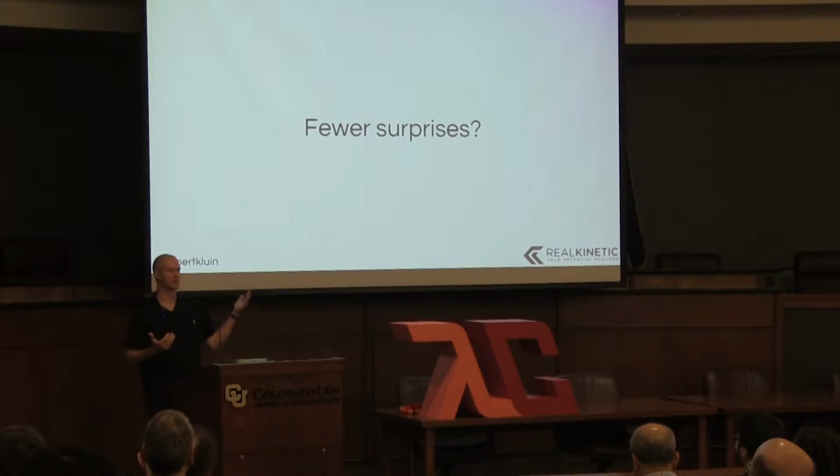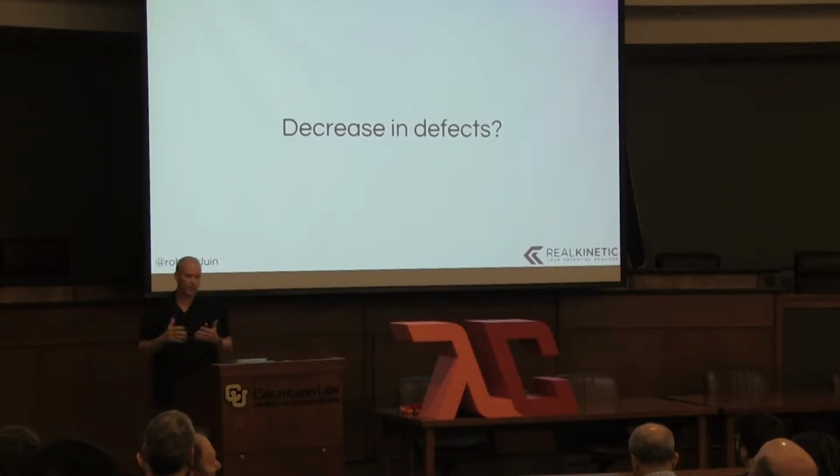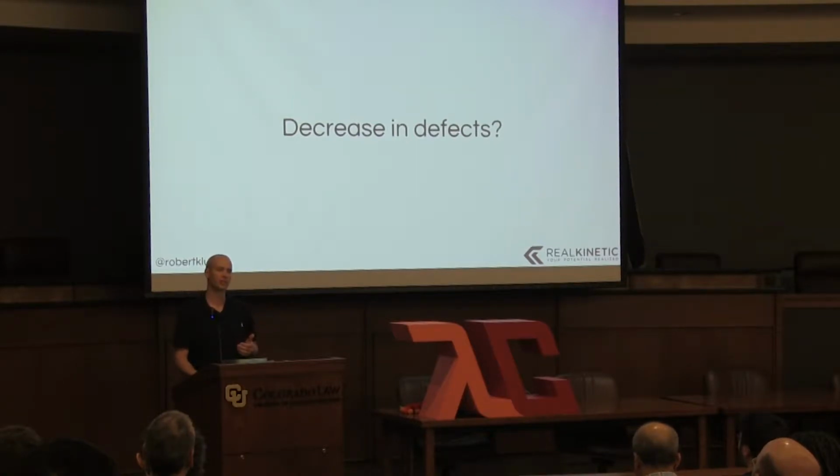Which kind of leads to this. There's fewer surprises. I don't have to guess as much, or I at least know when something might be calling out to go mutate its environment in some way. And all these things can lead to a decrease in defects, right? If we follow nice functional patterns, it becomes more clear where these things are going to happen, and we have fewer surprises, so we get fewer defects in our code, hopefully.